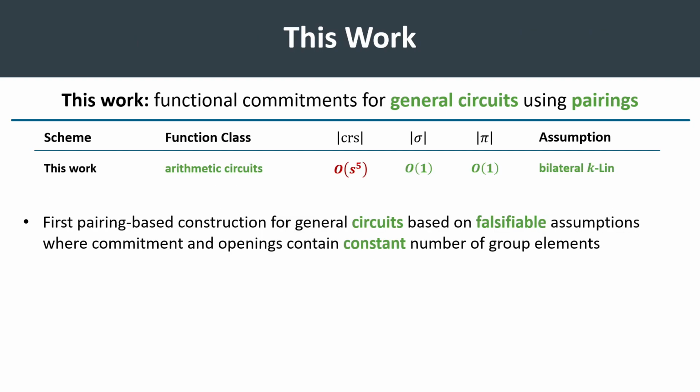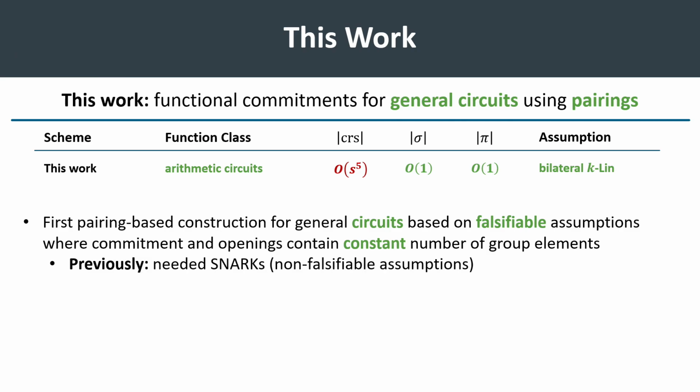So just to give some perspective, this gives the first pairing-based construction that supports all circuits based on falsifiable assumptions, where the size of the commitment and the size of the opening only consists of a constant number of group elements. The previous constructions that had this level of succinctness relied on general-purpose ZK-SNARKs for all of NP.